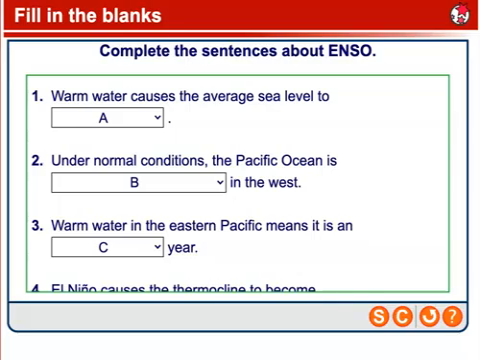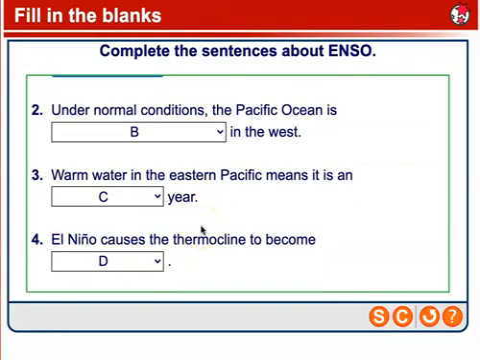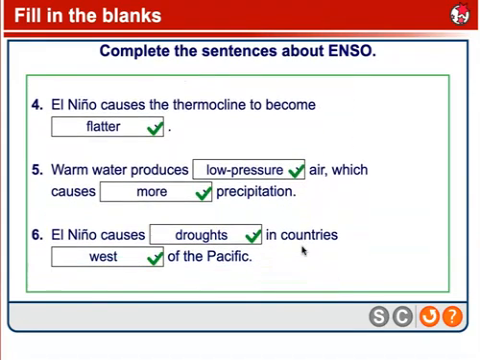So let's complete the sentences about the El Nino Southern Oscillation. Warm water causes the average sea level to increase. Under normal conditions, the Pacific Ocean is warmer and higher in the west. Warm water in the eastern Pacific means it is an El Nino year. El Nino causes the thermocline to become flatter.